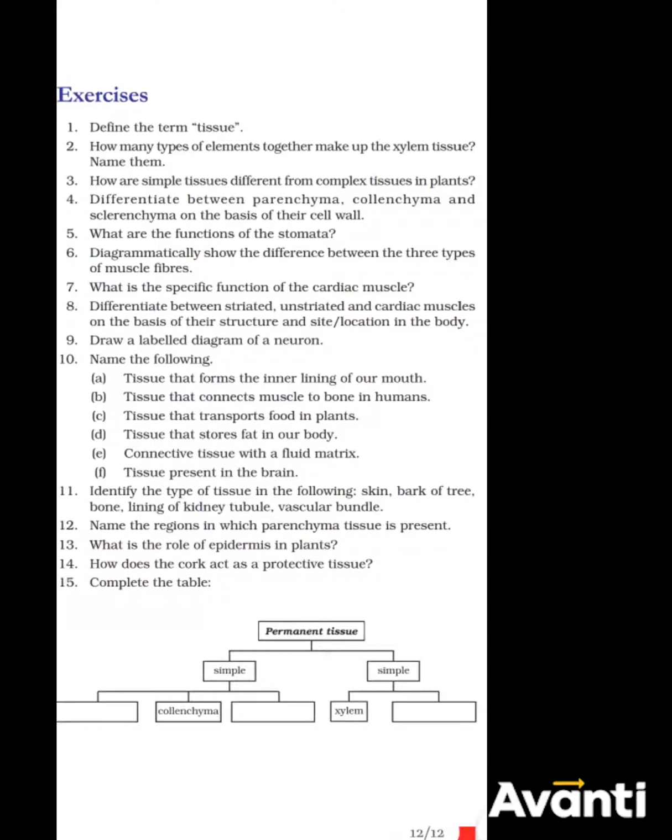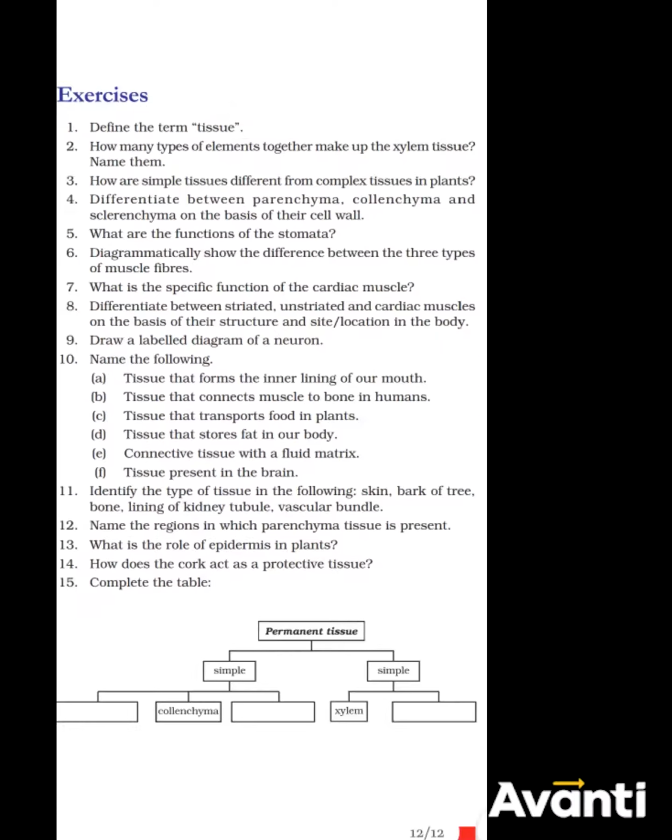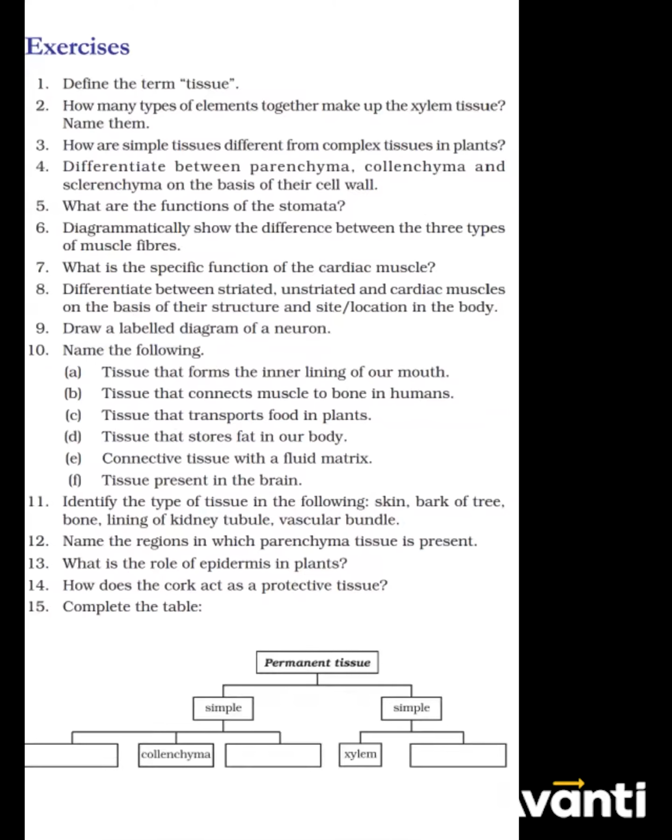Yes, based on their cell wall, you have to differentiate between parenchyma, collenchyma, and sclerenchyma. That is the main criteria. Why are they divided like that? Yes, Samriddhi. Ma'am, parenchyma has a thin cell wall. Collenchyma has a cell wall which is thickened at the corners, and sclerenchyma has a cell wall which is very thickened due to lignin. Very good. I think that's a perfect differentiation between parenchyma, collenchyma, and sclerenchyma based on their cell wall.